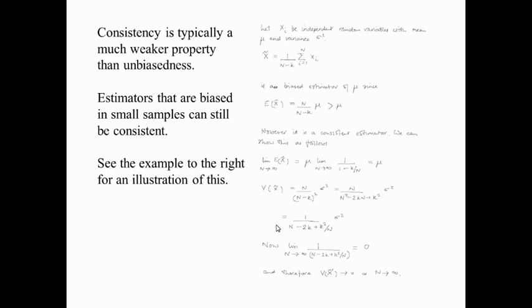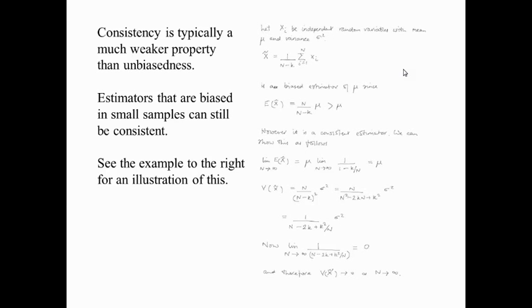Now, consistency is typically a much weaker property than unbiasedness, and estimators that are biased in small samples can still be consistent. There's an example of that here in this handwritten example, where we've got a sequence of random variables xi, each of which has mean mu and variance sigma squared, which are unknown. Now, suppose we want to estimate mu.